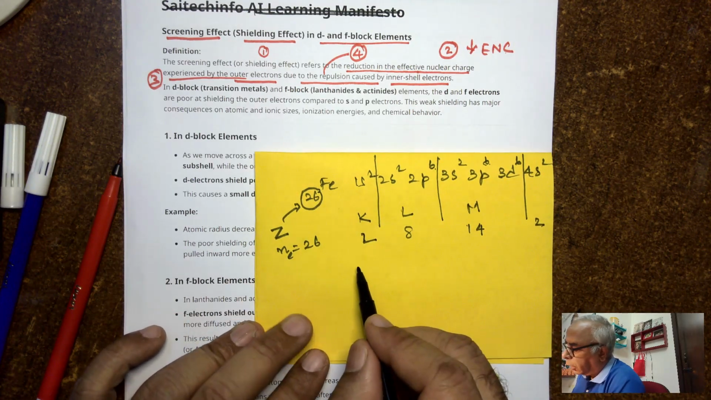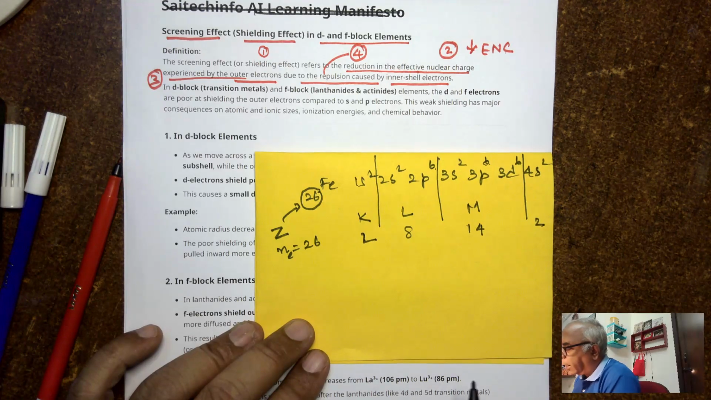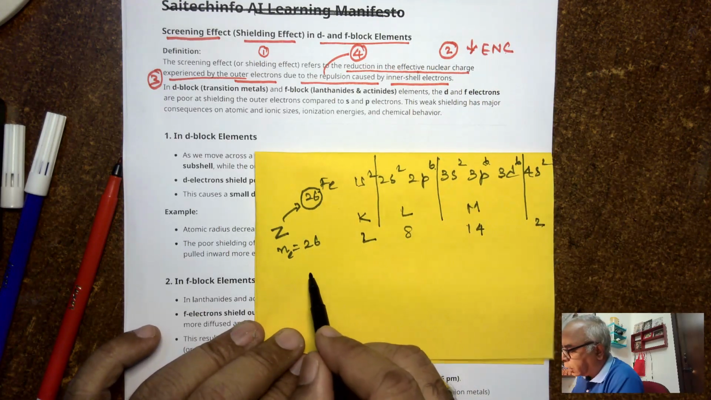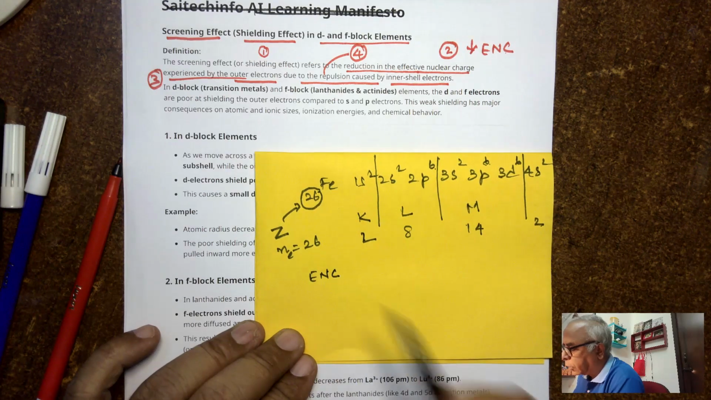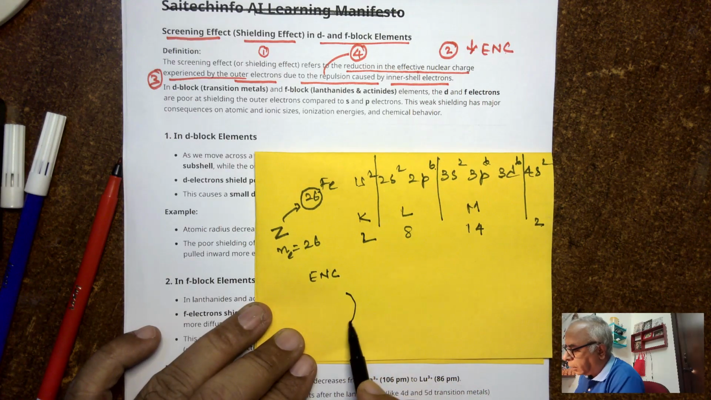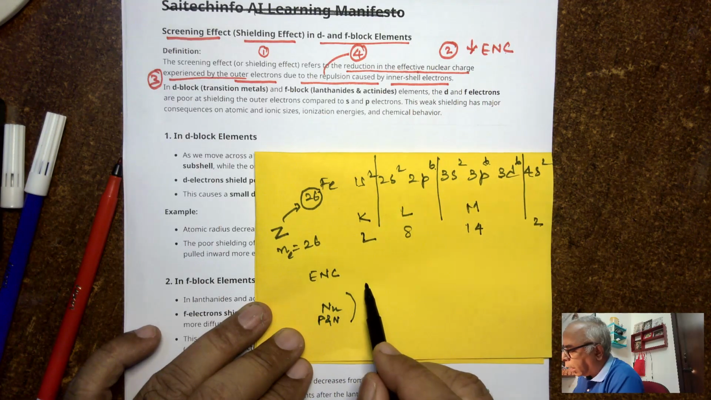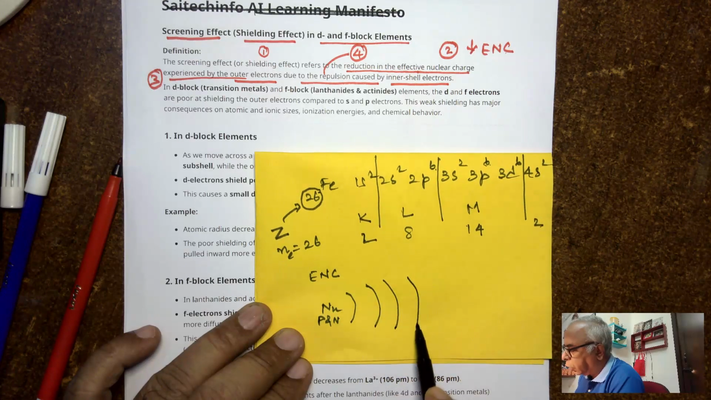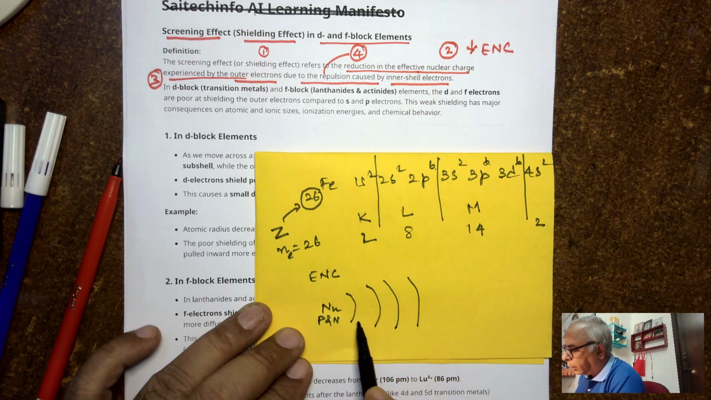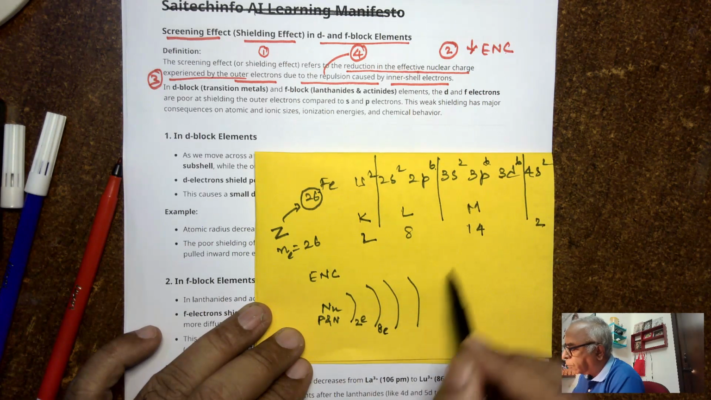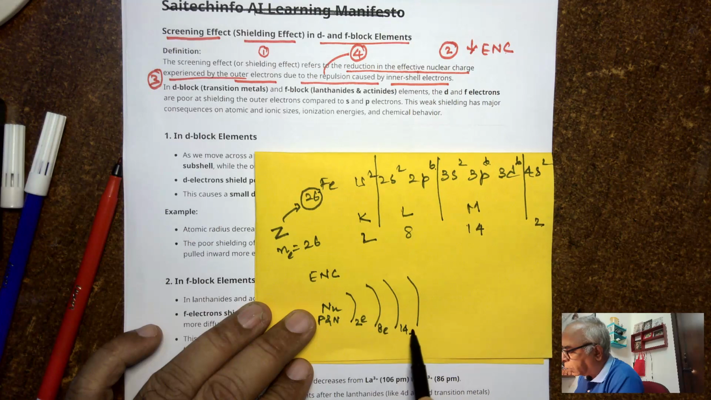Okay, here the problem arises. We were talking about this effective nuclear charge. What is this effective nuclear charge? Let me consider you have the nucleus here, where you have the protons and neutrons, and in various shells you have the electrons. For example, in the first shell, K shell, you have 2 electrons, in the L shell you have 8 electrons, and in the M shell you have 14 electrons.